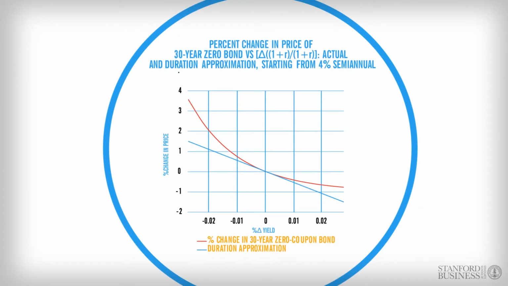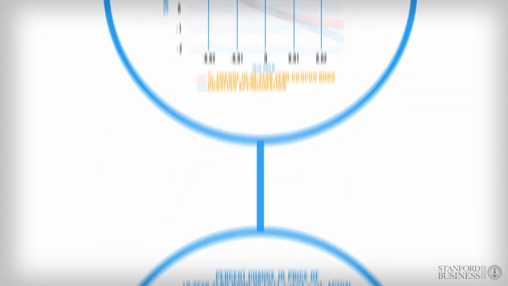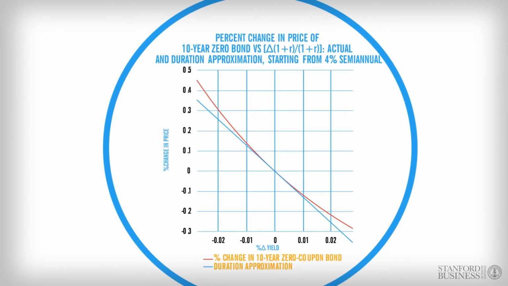The duration formula approximates this convex relation with a linear relation, as we can see most clearly if we look at the percent change in the price of the 30-year zero coupon bond. Other things equal, zero coupon bonds display the most convexity. Consider the 10-year coupon bond, where convexity is lower than for the 30-year and the approximation is better. We found above that this bond has a duration of 14.13 half years. The approximation tells us that for a 1% change in yield, we'll have a 14.13% change in price.